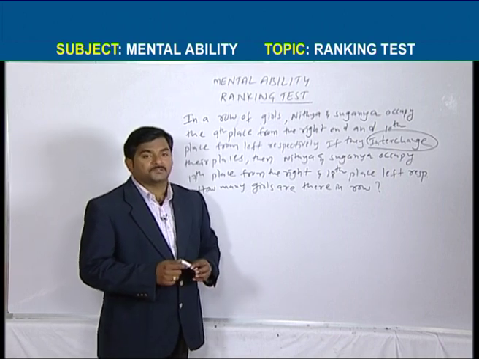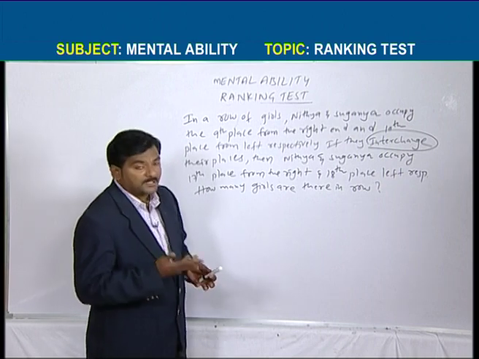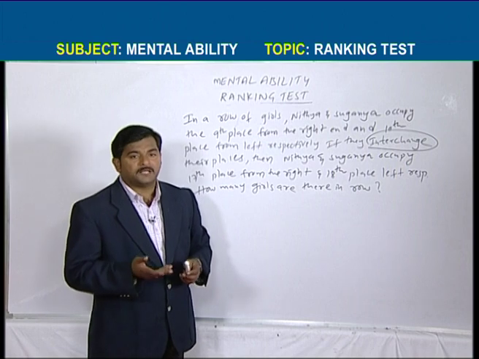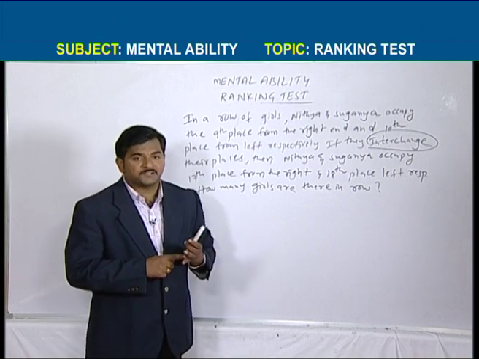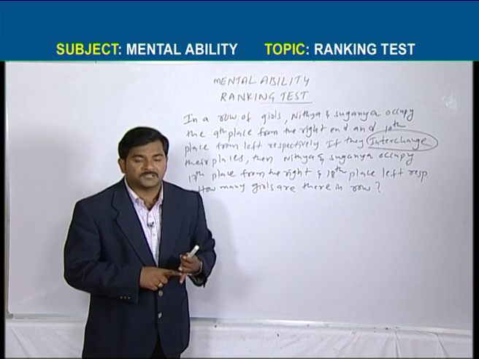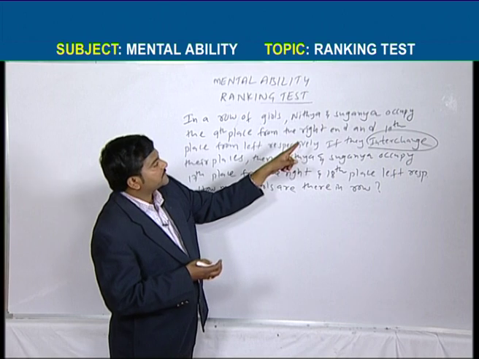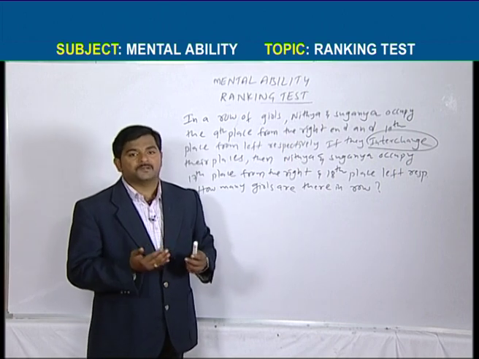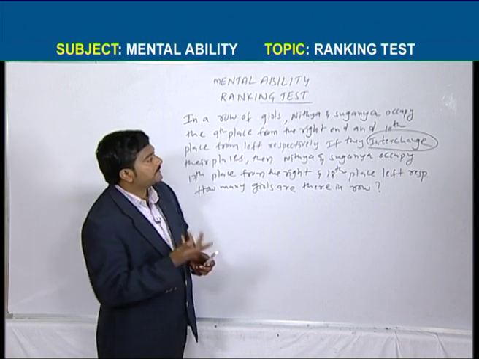See, he asked to find out the total number of objects. Since he asked for the total, again the formula is the same. What is the formula? T is equal to n plus k minus 1. Remember, we have to find out either Nitya's position or Suganya's position from either side. If we know Nitya's position and Suganya's position from either side, then we can easily find out the total number of girls in that row by using the formula T is equal to n plus k minus 1.